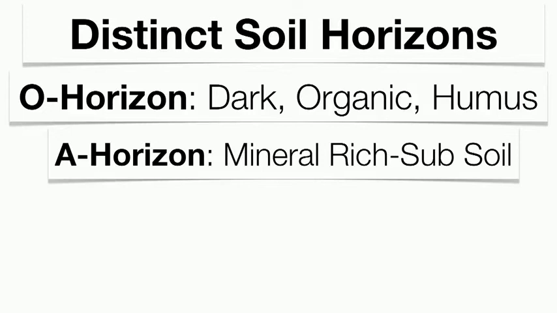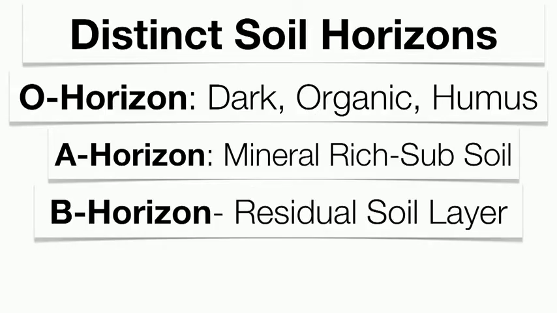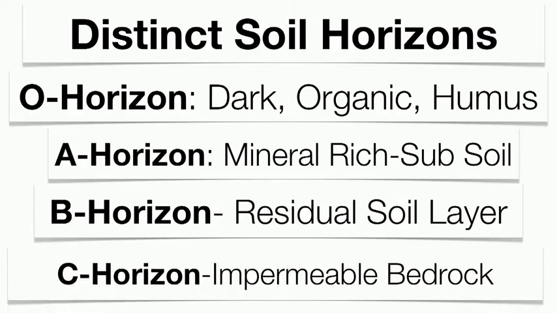Underneath that is going to be the A horizon. This is a very mineral-rich horizon, and it's called a subsoil. Below that is going to be the B horizon, and we call that the residual soil layer. That word residual just means that it matches up with the layer below it. So the layer below the B horizon is going to be the C horizon. This is your impermeable rock. So the B horizon is actually made up of the same material and the same composition as the impermeable bedrock.